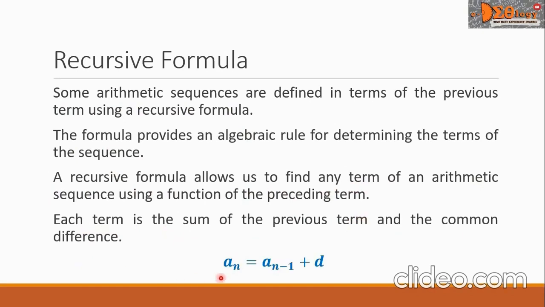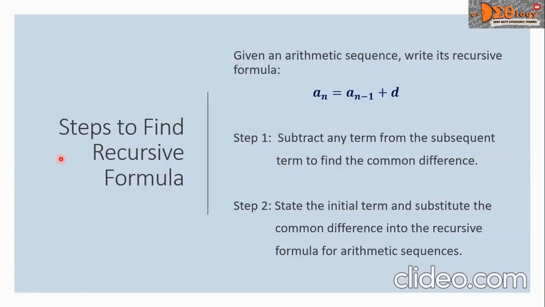The formula will be like this. A sub n equals a sub n minus 1, this is the previous term, plus d, the common difference. And this a sub n is the general term. There is a condition here that n, which is the number of terms, must be greater than or equal to 2. Here are the steps to find the recursive formula.